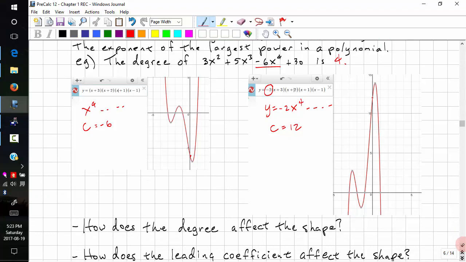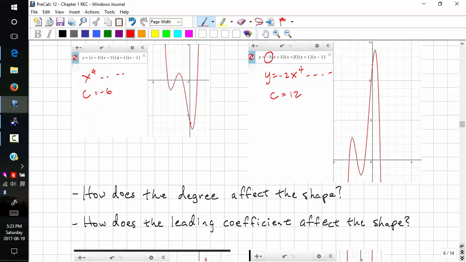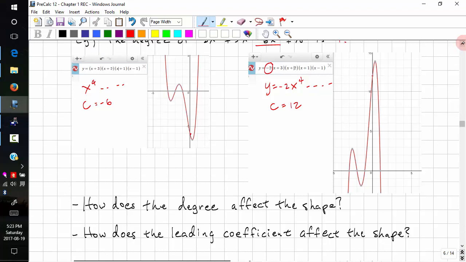Okay, other features. How does the degree affect the shape? Okay, the shape, we have one valley, one hill, another valley. So that's 3 hills and valleys. Here we have hill, valley, hill. Okay, so degree is greater than the number of hills and valleys.